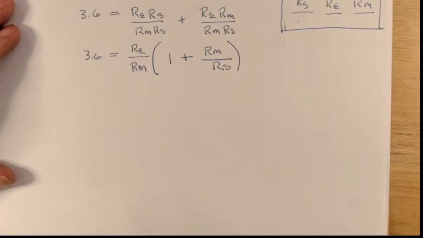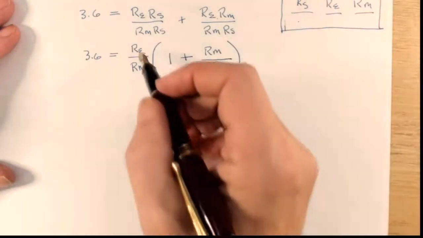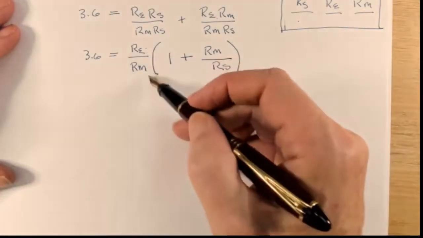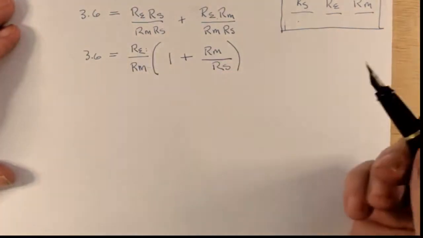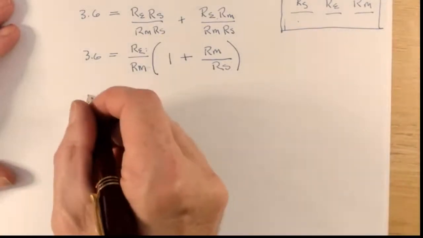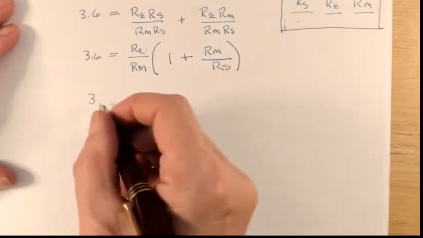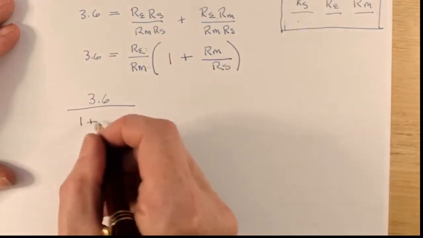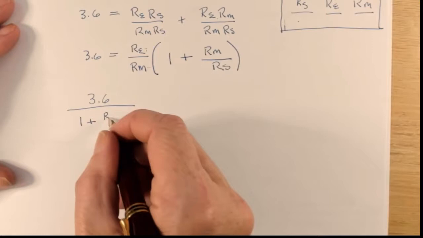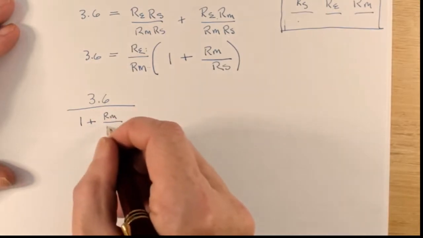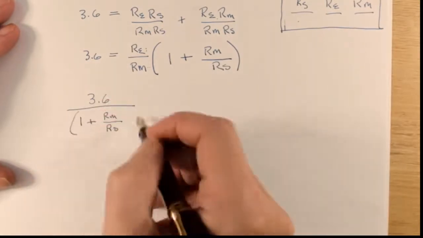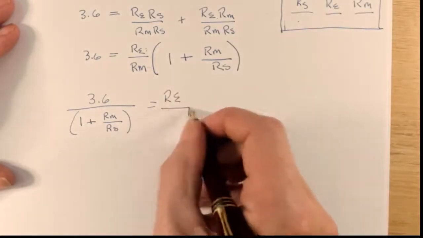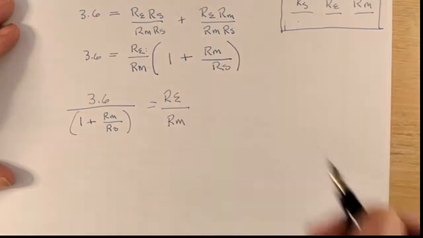Now, the next step is a rather simple trick. We want the radius of the Earth over the radius of the Moon because that relates the radius of the Earth to the radius of the Moon. So let's bring it over here. Let's bring this bracketed term over to the other side. So that would be 1 plus the radius of the Moon over the radius of the Sun equals the radius of the Earth over the radius of the Moon.